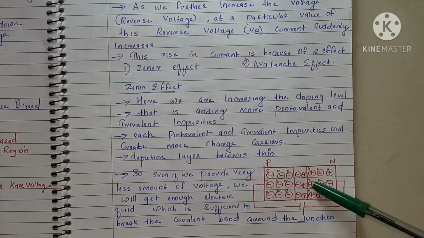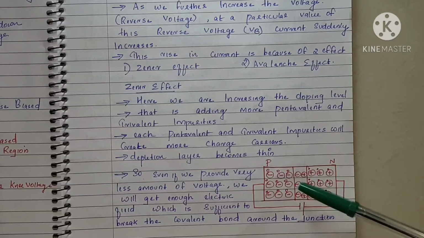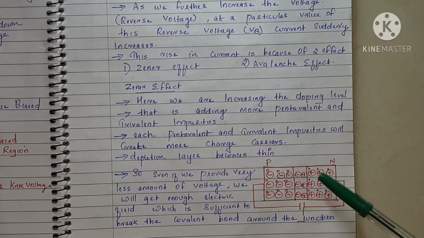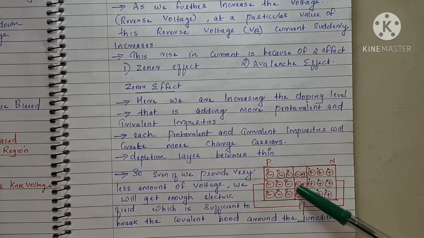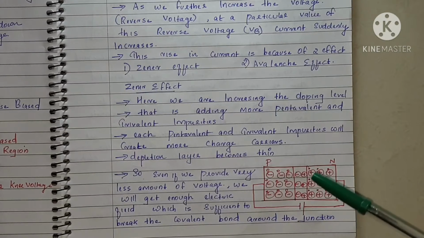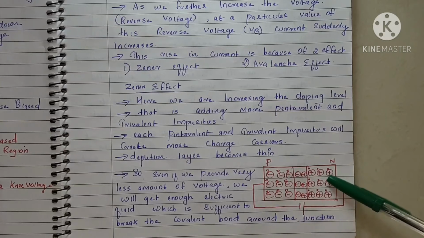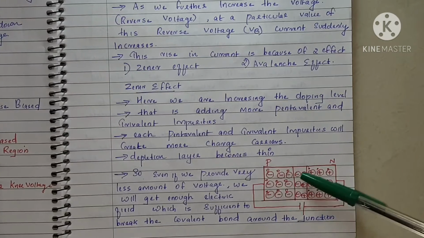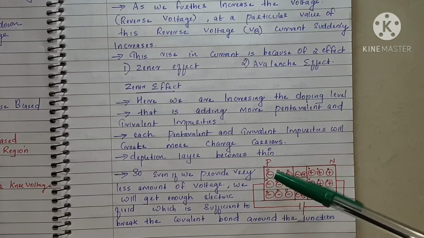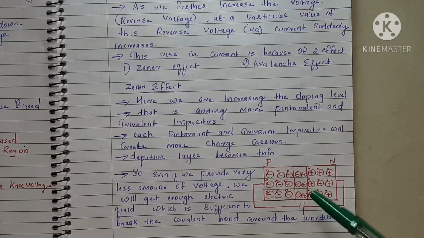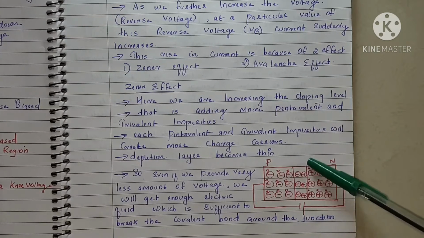More charge carriers created means the depletion region becomes thin. So even if we provide a lesser amount of voltage, if the depletion region becomes thinner, electrons can easily cross this depletion region and reach the P region. So even if we provide very little voltage, we will get enough electric field, which is sufficient to break the covalent bonds around the junction.